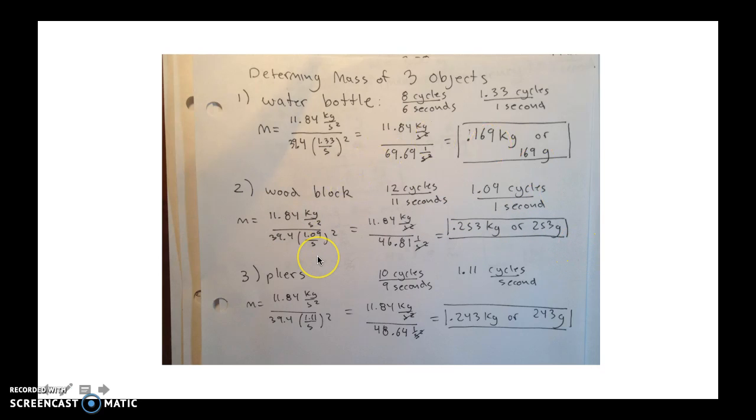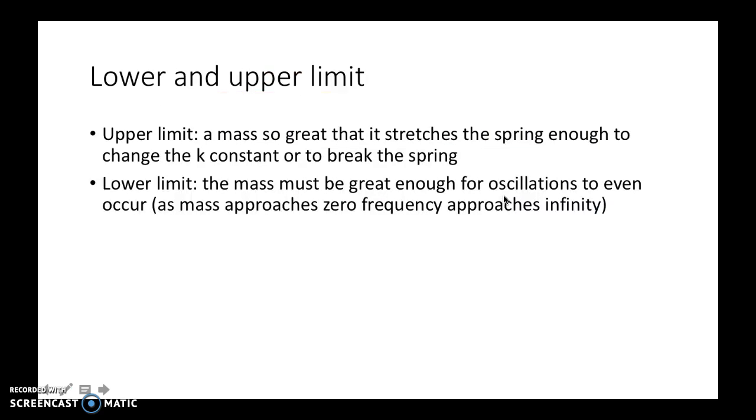And then for the pliers, pretty simple. We have 1.11 cycles per second, which is similar to the wood block. And so we would assume that they are going to have similar masses, and they do once we work out the math. So the pliers weigh 243 grams.